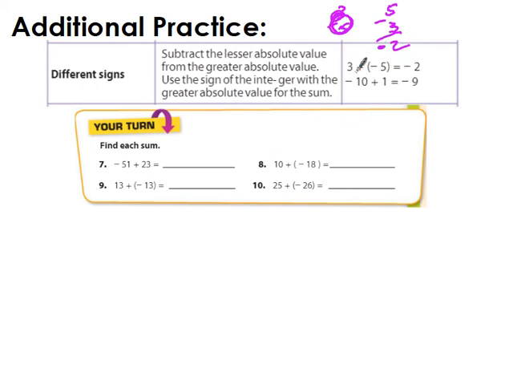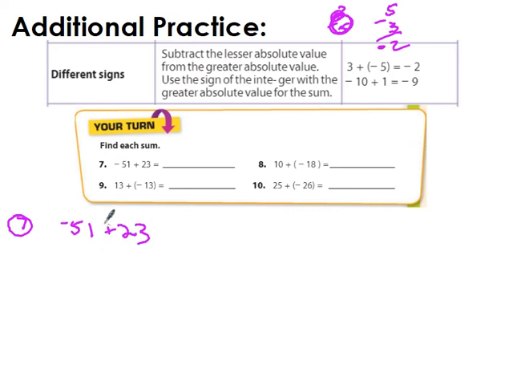Same thing here, negative 10 plus 1. I have more negatives than positives, so my answer has to be negative. 10 minus 1 is 9. Let's do number 7 together, which is negative 51 plus 23. And then I'm going to have you try the other ones on your own.